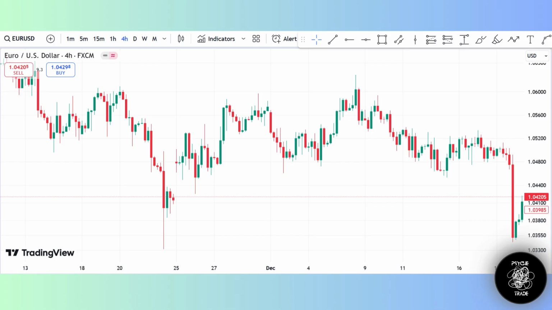Today, we're going to review the double top setup, go over its key points, and analyze a real market example to better understand it.